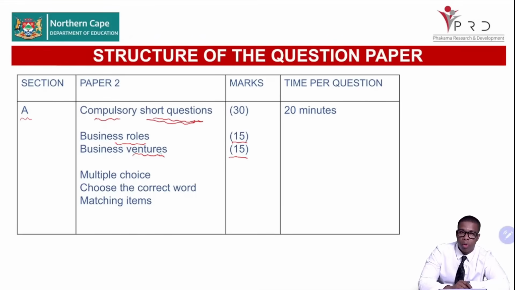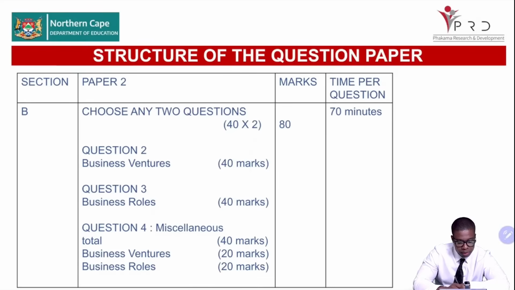And the types of questions that are assessed in section A, question 1: 1.1 will be your multiple choice, 1.2 will be choose the correct word, and 1.3 will be matching items. And the time you should spend there is only 20 minutes answering your section A. Then, section B. In your section B, you have scenarios and you have direct questions. And there is an instruction that says to you, choose any 2 questions.